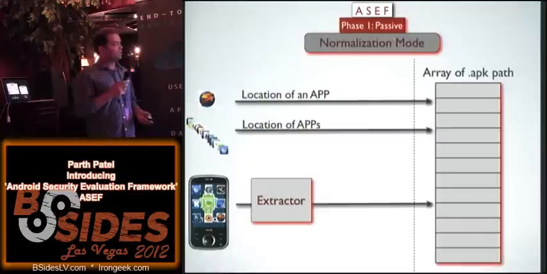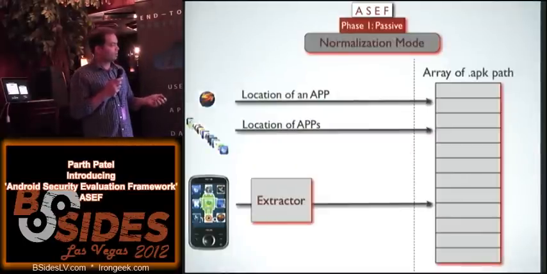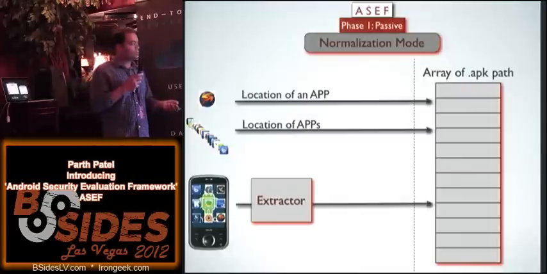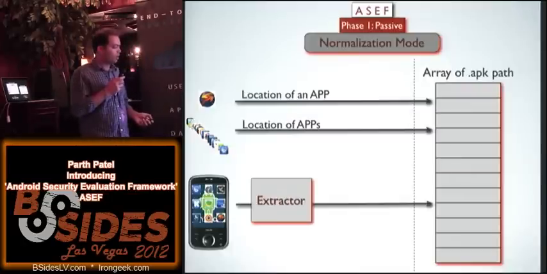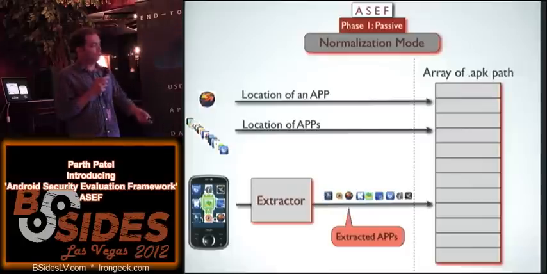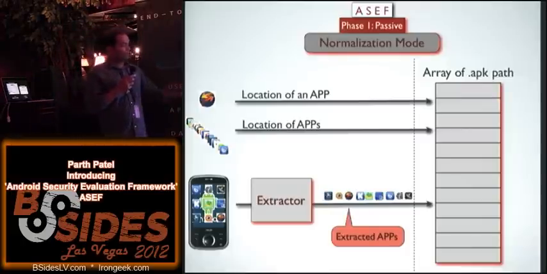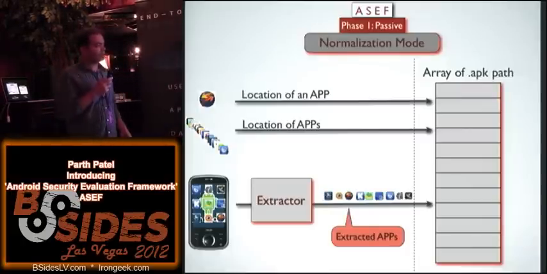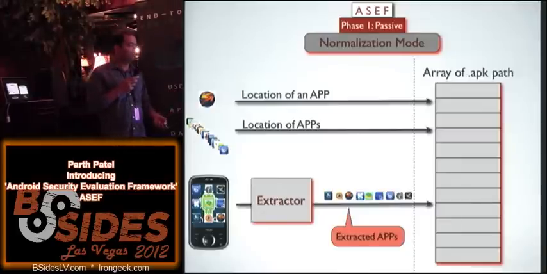Once ASEF is initialized, it goes into the normalization mode, where, as we talked about initially, the first 2 categories of use cases are the same, where you actually have the APK file on the machine and you can easily point it to the framework. But imagine when you have a device on which all these apps are installed, the extractor module does its magic, where it will extract all these applications one by one on the local machine. And once we get these applications, it will create an array list where all these APK files are stored.